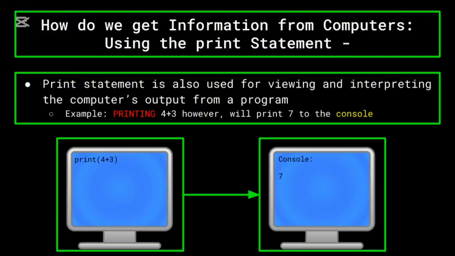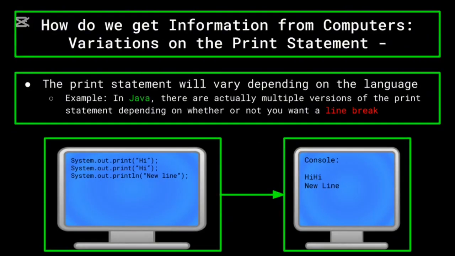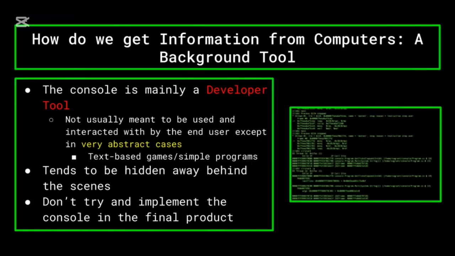It is important to note that the print statement varies depending on the programming language being used. For example, in Java, there are multiple versions of the print statement depending upon whether you would like a line break after the printed text or not, as well as specialized print statements which make your code run more efficiently. Also, the general syntax of using a print statement and certain nuances of its function can change between languages. However, you can generally rely on it to carry out the same overall function, as it is a foundational statement for programming in general. All of its functionality makes the print statement, along with the console, a very useful developer tool.